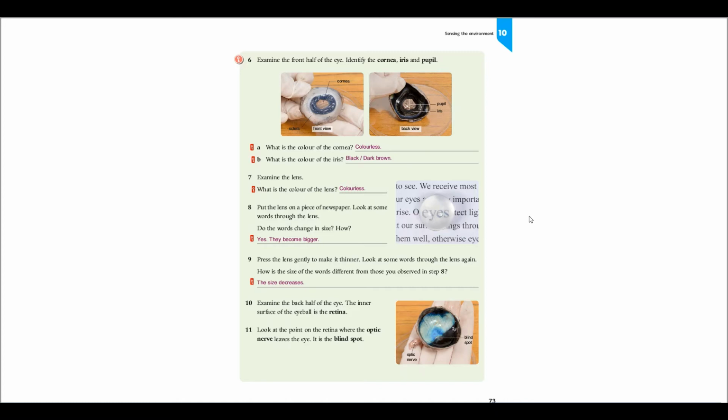And the remaining structures, including the retina, optic nerve, and the blind spot, are at the back of the eyeball, basically used for receiving the stimulus and then producing the sensation called sight. So this basically wraps up practical 10.2.